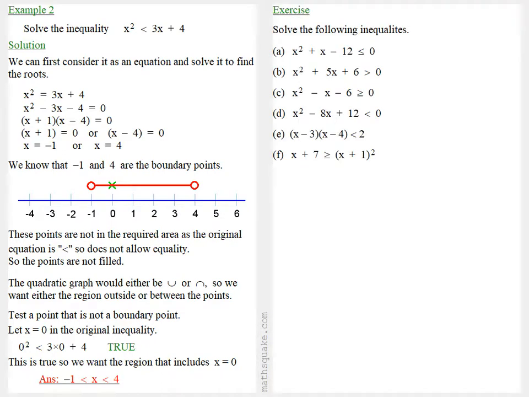Now, the following is an exercise that you could have a go at yourself. Pause the video at this point, and then when you restart it, I will go through the solutions.